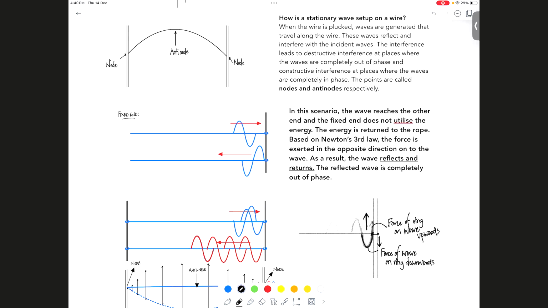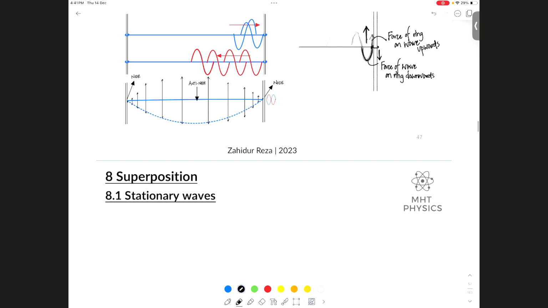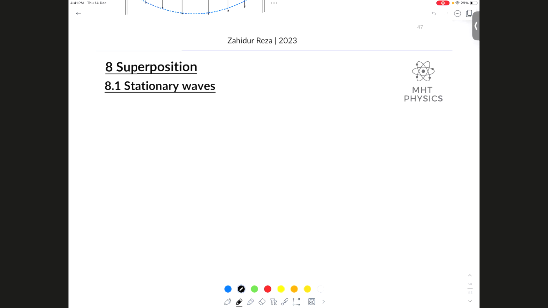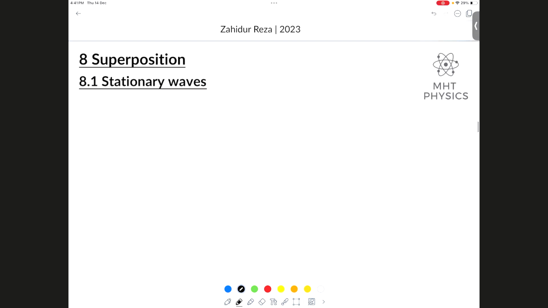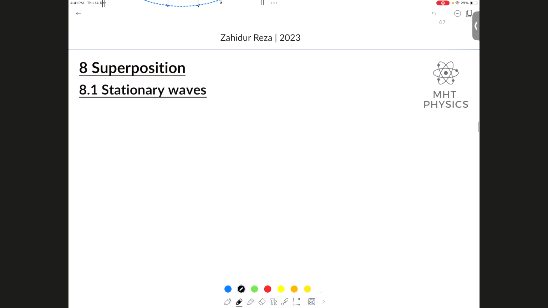You guys done? Okay, so let's move on. So this is the fundamentals of stationary waves. What does that mean? It can be set up in sound, it can be set up in string, in other kinds of waves, anything that you want.